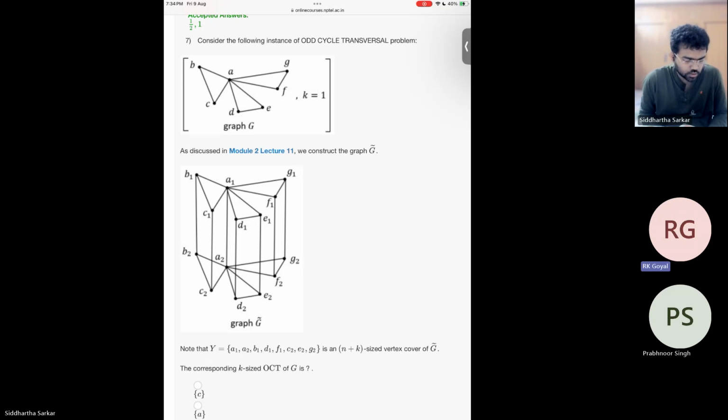I think some other question is displayed on the screen, because I see a different question here. Consider the following instance of the odd cycle traversal problem as discussed in module 2, lecture 11. Yes, I'm seeing this. The question, with this instance, is asking whether there is one vertex that can be deleted to make the graph bipartite. To answer that, they have some machinery that is discussed in module 2, lecture 11. Okay, now I understood.